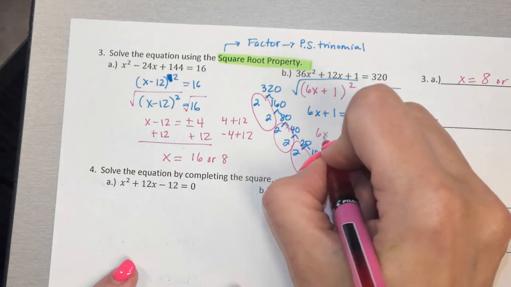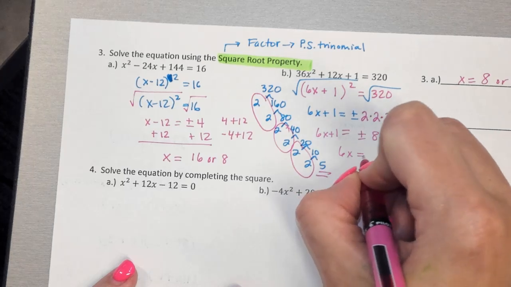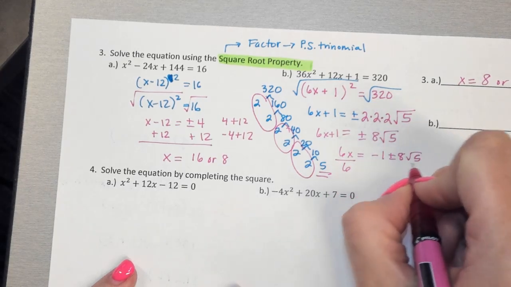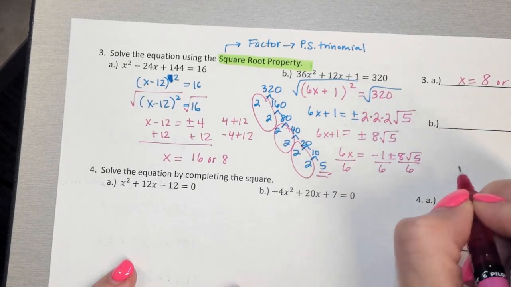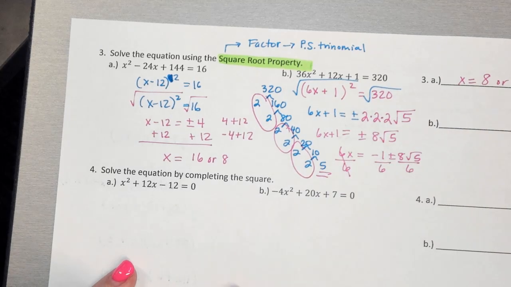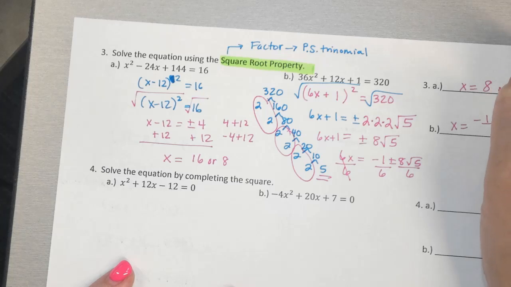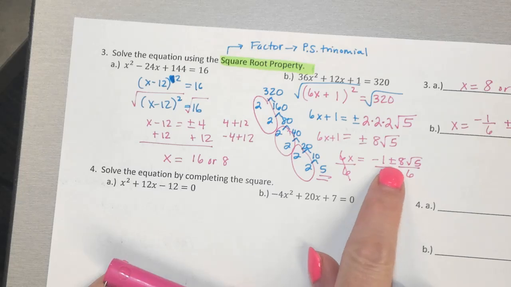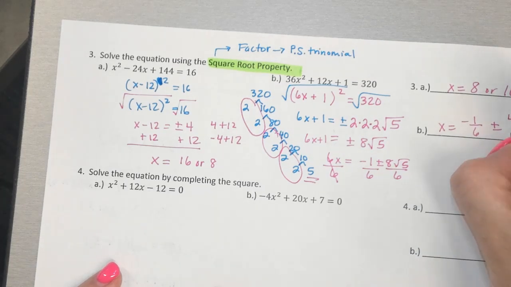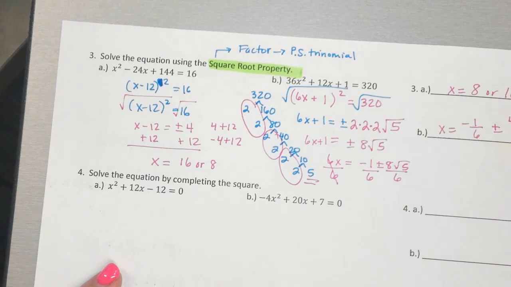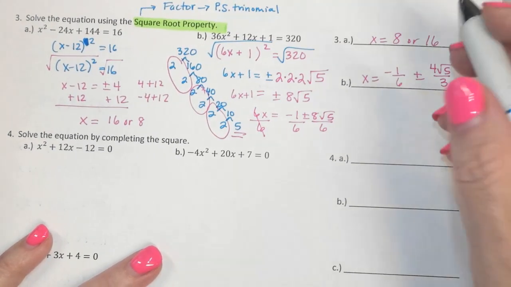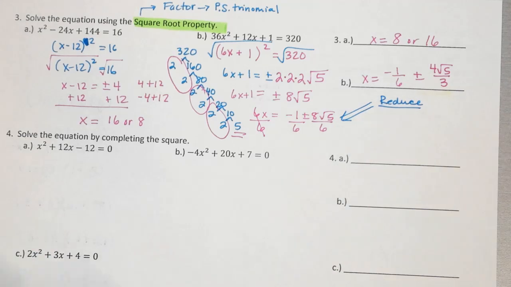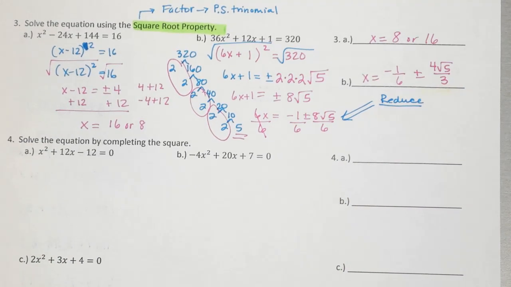It's an option. And then we subtract the 1 over. So you have negative 1 plus or minus 8 root 5. And then your last step is to divide by 6. When you divide by 6, divide both of these by 6, so you can reduce. So x is negative 1/6 plus or minus, what goes into both 8 and 6? 2. So it's going to be 4 root 5 divided by 3. That's one that you're going to want to take step by step. You always want to make sure that you reduce where possible. If there's a common factor, divide by that common factor.